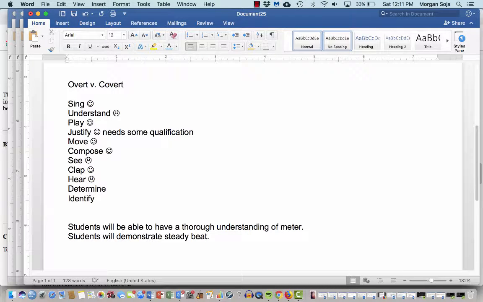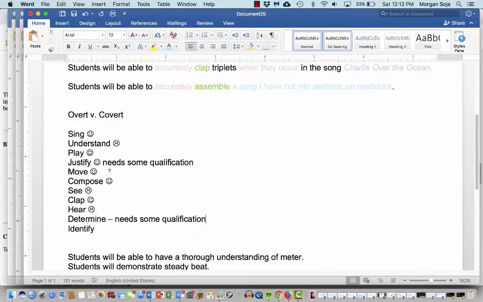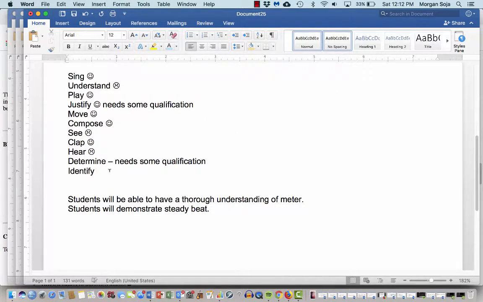By that token, I just use the word determine. Students will be able to determine the correct rhythm. Well, how will they determine it? It requires some qualification. That's one of those where we could probably go up and say, with this other one, accurately identify, well, we had "by clapping them." And then we rewrote that objective statement to say they're just going to accurately clap triplets when they occur. There you go. So that needs some qualification.